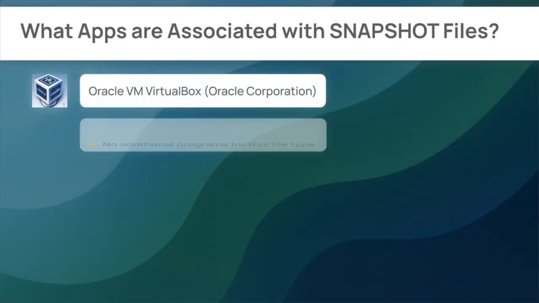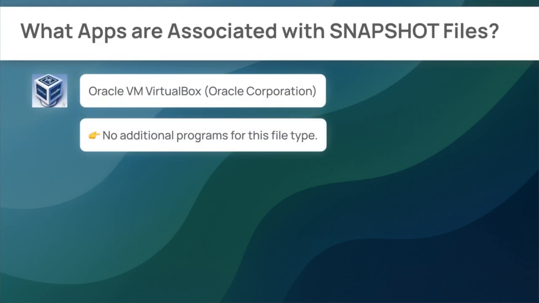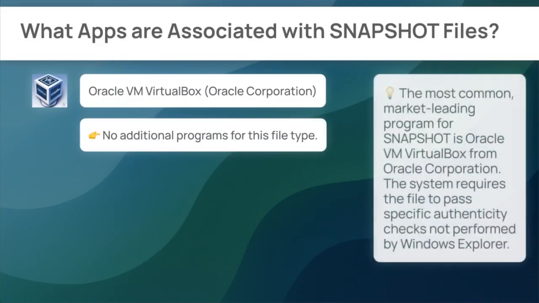Most installations default to associating Oracle VM VirtualBox from Oracle Corporation with Snapshot. The system requires the file to pass specific authenticity checks not performed by Windows Explorer. Windows cannot understand virtual system layouts, making VM software essential.